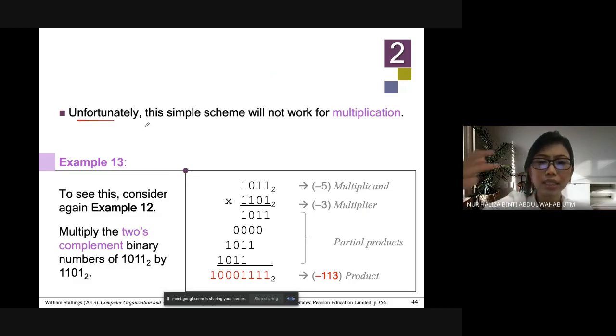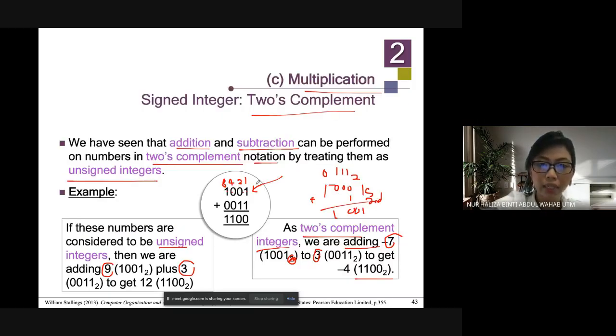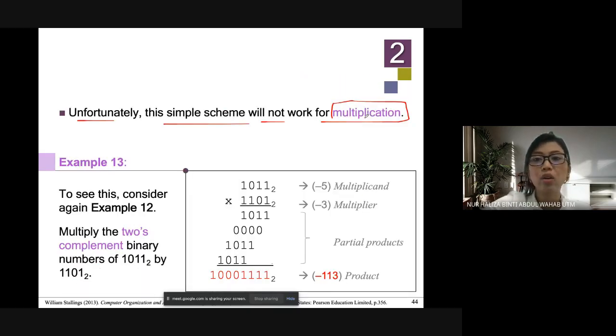Unfortunately, it's not just a simple scheme that will work for multiplication. It is not as simple as when you do adding, or subtraction using two's complement. Now when you are applying it in multiplication, you can see multiplying the two's complement binary numbers 1011 by 1101. So over here, this one is minus 5. This one is minus 3.